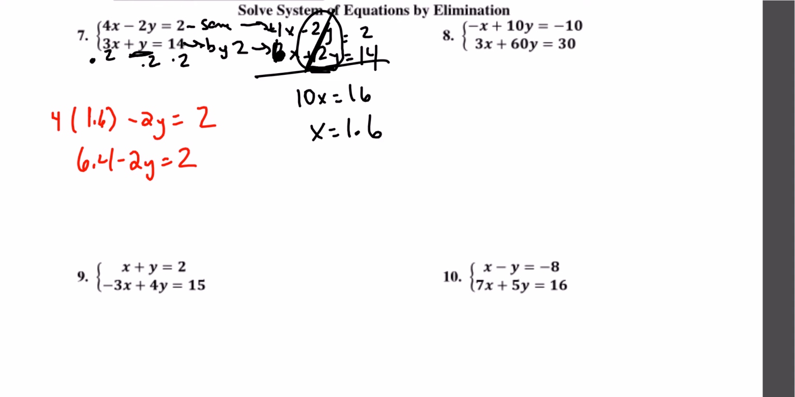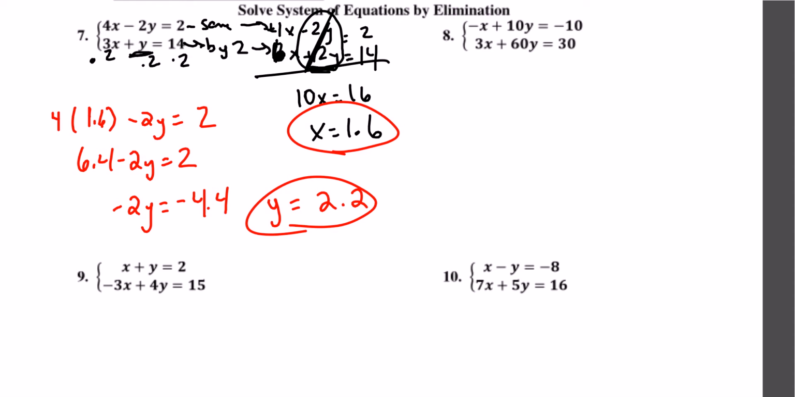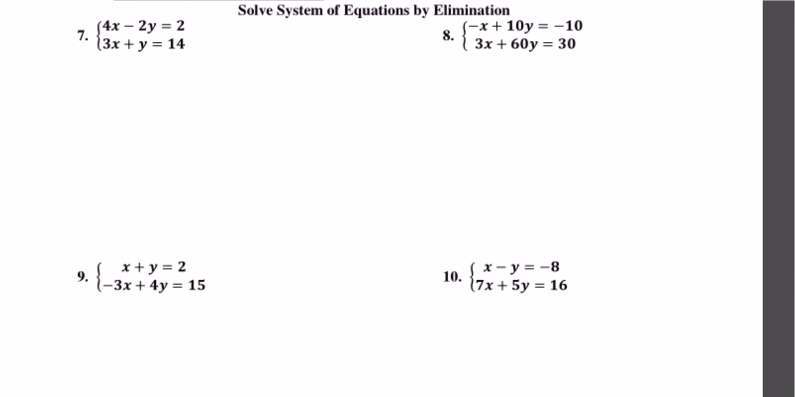I'm going to subtract 6.4 from both sides. I get minus 2y equals negative 4.4. Divide by -2, I get y equals positive 2.2. So I have an x, I have a y. I'm going to tie them together to get an ordered pair. And my solution is going to be 1.6, 2.2. And that's it for number 7.